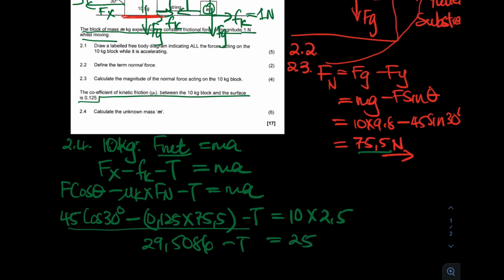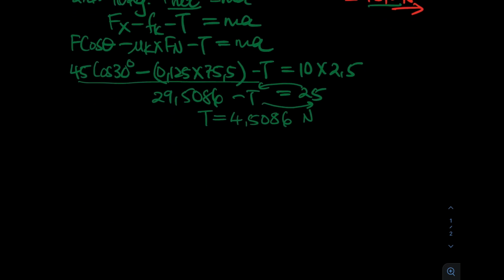Then I'm transposing this to this side. So we're going to have 29.5086 minus 25. So our T is going to be 4.5086 newtons. I'm not going to round off that answer because we're not done yet. That's not what we're looking for. We're looking for a mass. So we go to the m kg now.